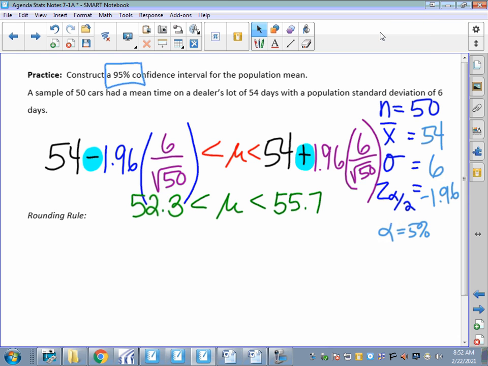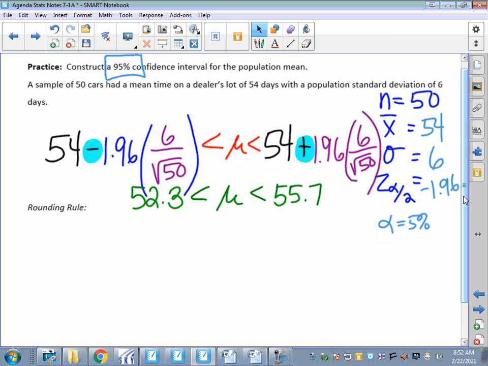So I can be 95% confident based on my sample that the population average time of a car sitting on a dealer's lot is somewhere between 52.3 days and 55.7 days. So that's what we're saying. Since we don't actually know the population mean, our best guess is it's somewhere between those two values.